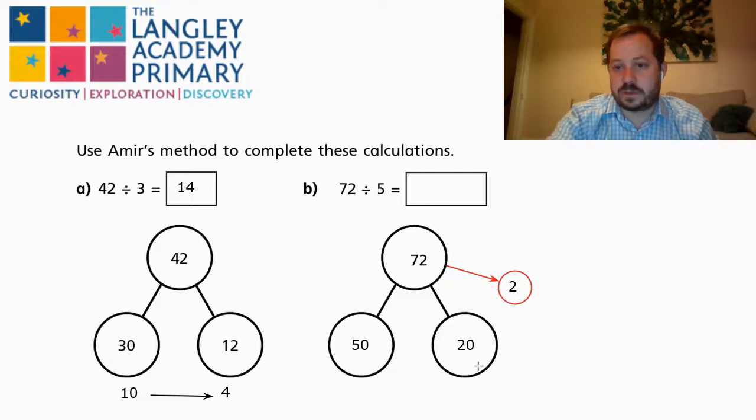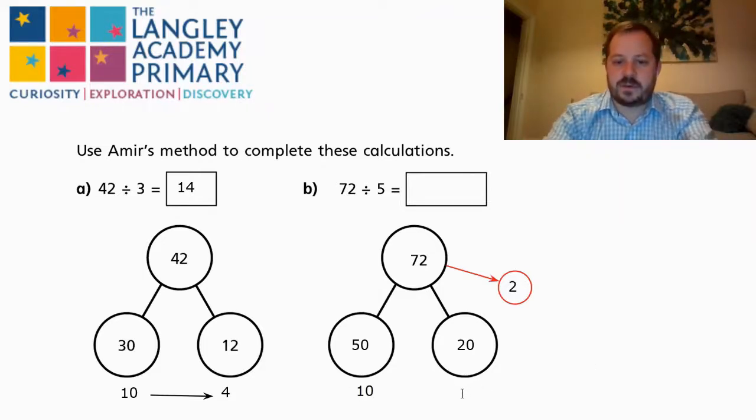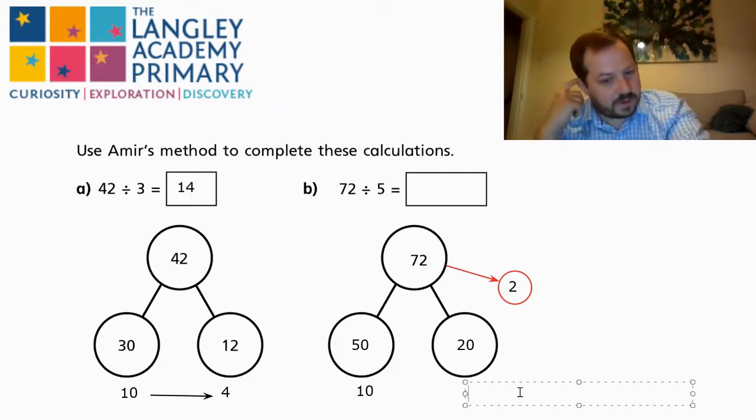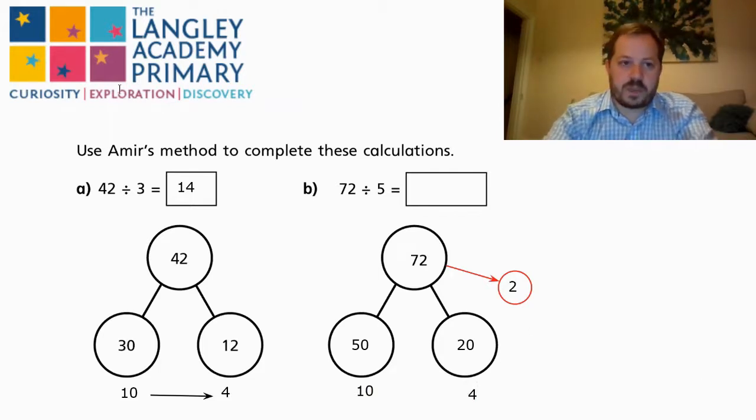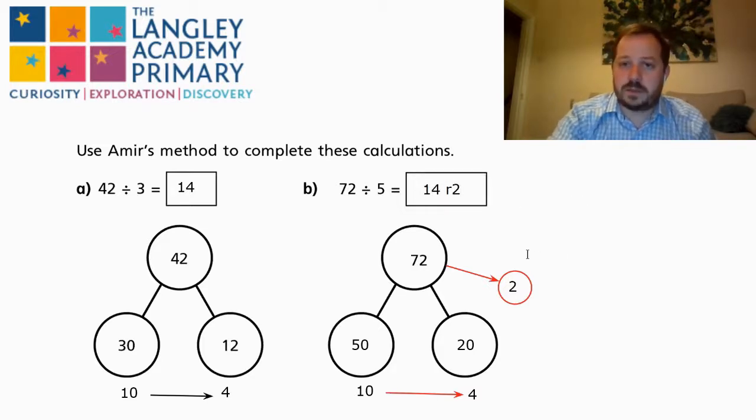Both of these 2 parts are divisible by 5. So we do our division. We divide 50 by 5 and get 10, and we divide 20 by 5 and get 4. We add our 2 parts together. That gives us our answer of 14, but we have a remainder of this 2 here, which is not divisible by 5. So our answer would be 14 remainder 2.